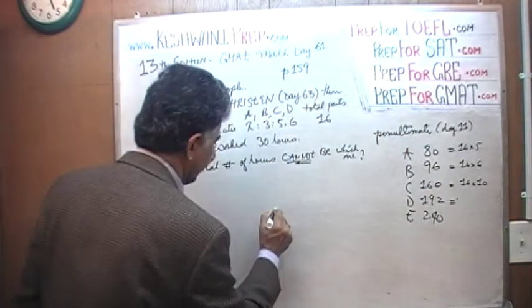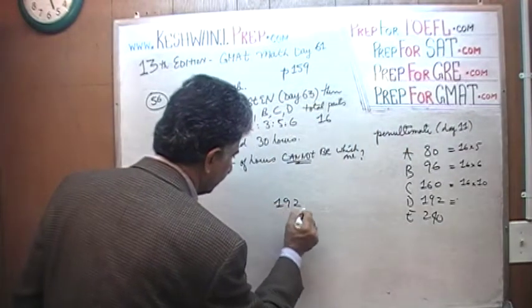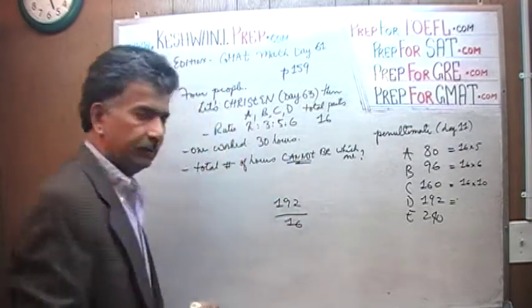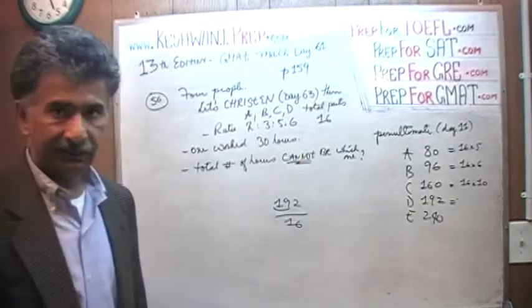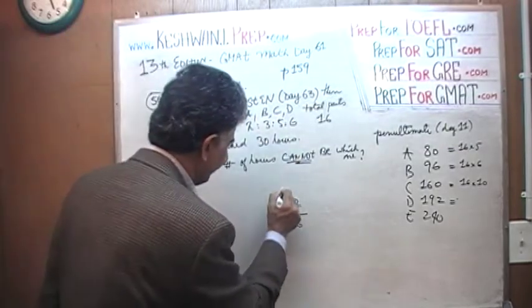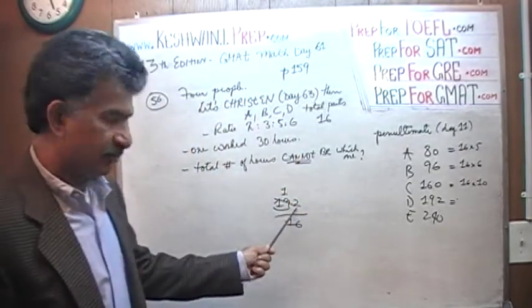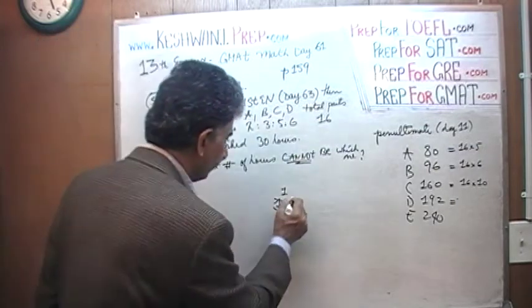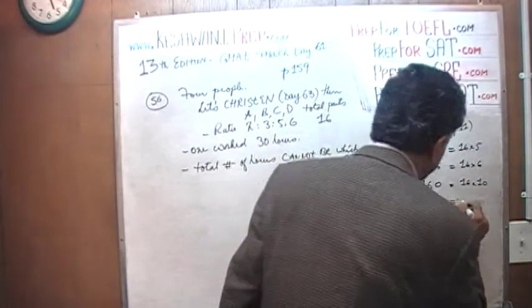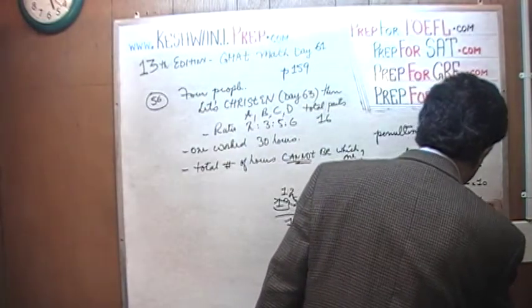192. Let's see how many times 16 goes into 192. 192 divided by 16. How many 16 in 19? 19 has one 16. The remaining 3 goes and joins this guy, becomes 32. How many 16 in 32? 32 has two 16s. As you can see, everything is a multiple of 16.